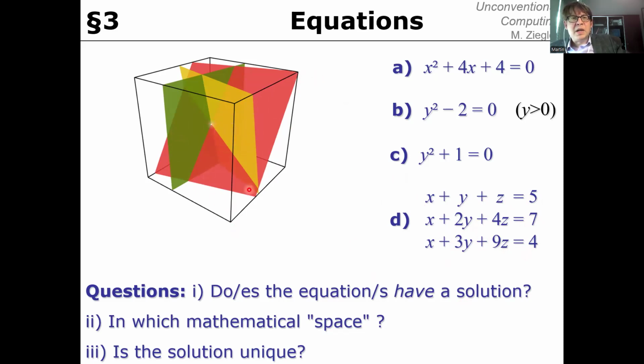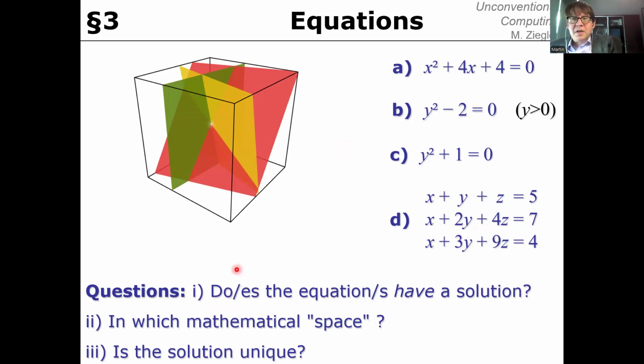If the planes are arranged in a different way, then there might be no solution, for example, if two planes are parallel, or there might be infinitely many solutions. But anyway, all these things can happen when we talk about equations and systems of equations, and these are the questions that every mathematician asks when seeing such an equation.